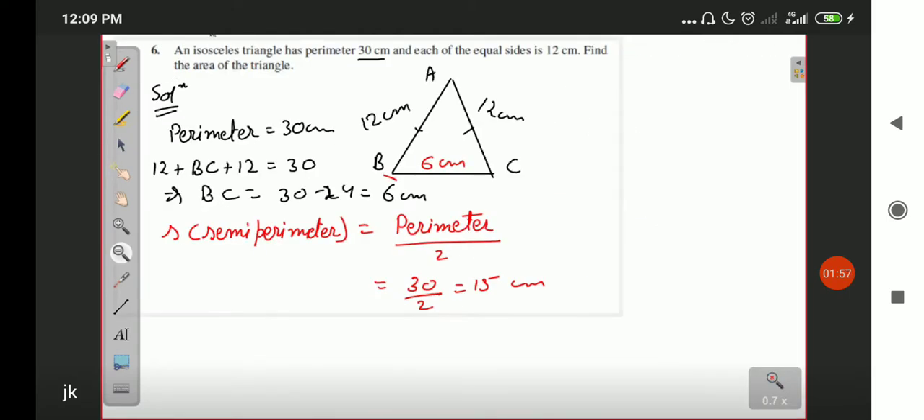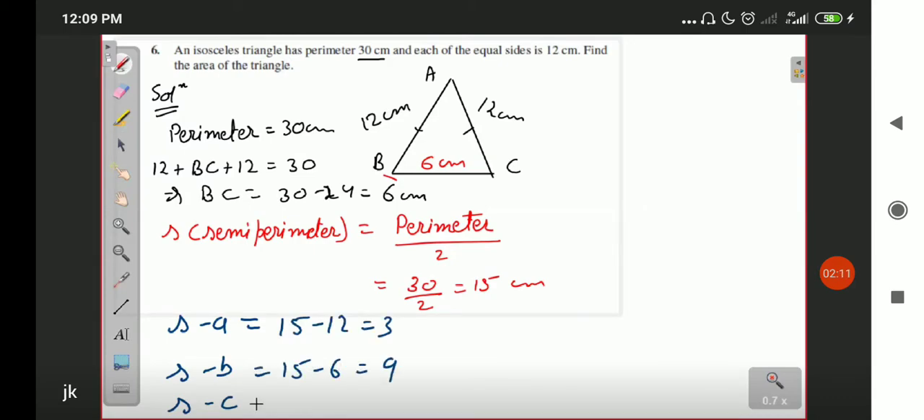Next thing what we do is we do S minus A, S minus B, S minus C. S minus A is 15 minus 12, that is 3. S minus B is 15 minus 6, 9. S minus C is 15 minus 12, 3. And finally, we will determine the area of the triangle. It is quite easy from now on. I hope you can easily understand what the question is all about.